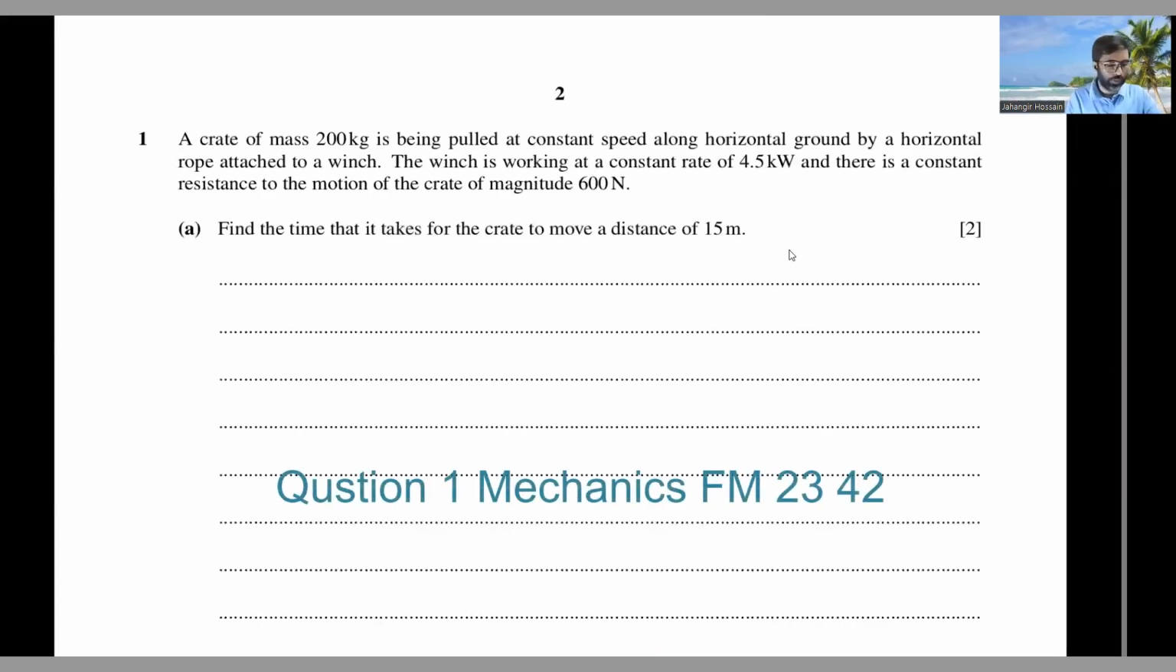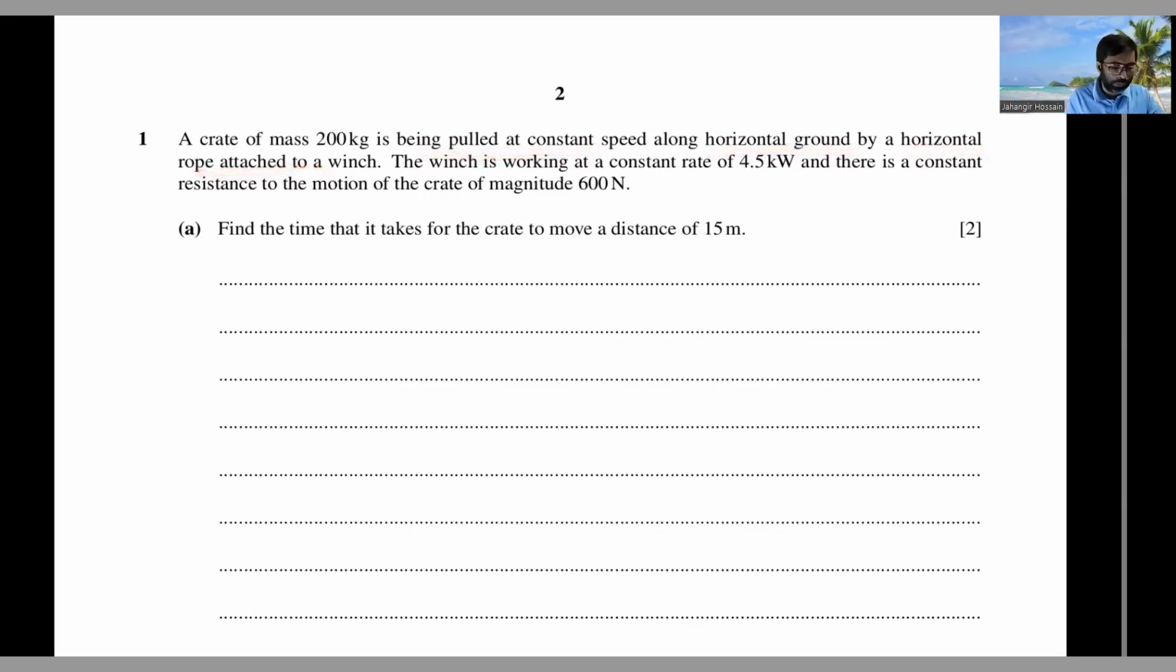In question one, you see a crate of mass 200 kg is being pulled at a constant speed along horizontal ground by a horizontal rope attached to a winch. The winch is working at a constant rate of 4.5 kilowatt, and there is constant resistance to the motion of the crate of magnitude 600 newtons. So let's present this information on a rough diagram.